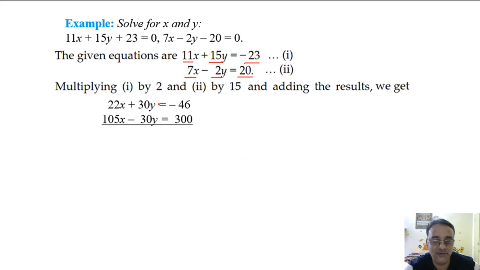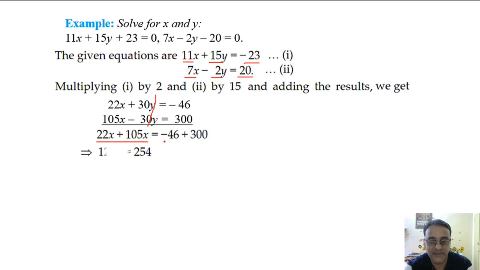Right, now we have to add. If you add, these two will be cancelled. So 22x + 105x = -46 + 300. So we get 127x = 254. What is the value of x? 2. Right. And now this value we can substitute in any one equation.